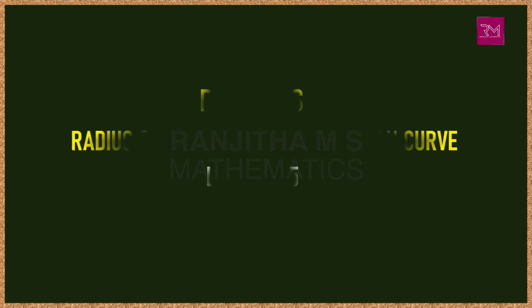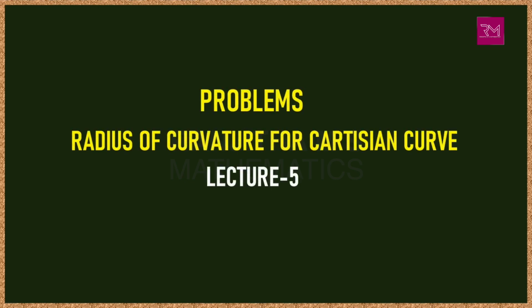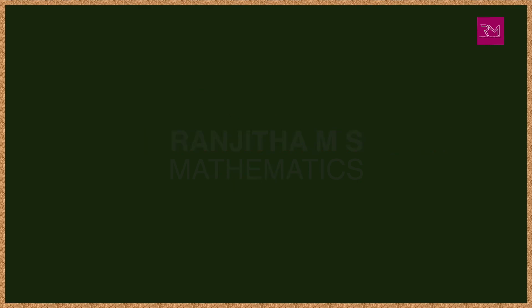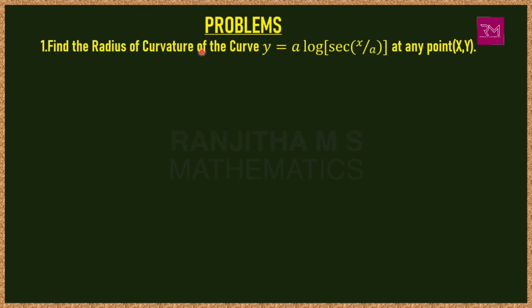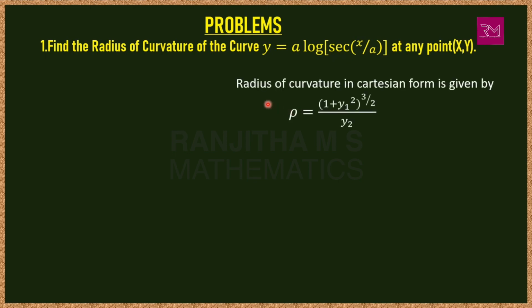In this video, we are going to solve problems on radius of curvature for the Cartesian curve. Here is the first problem. Find the radius of curvature for the curve y is equal to a into log of secant x by a at any point x comma y. Here they have given at any point x comma y we have to find the radius of curvature for the given Cartesian curve. We already discussed in the previous video.